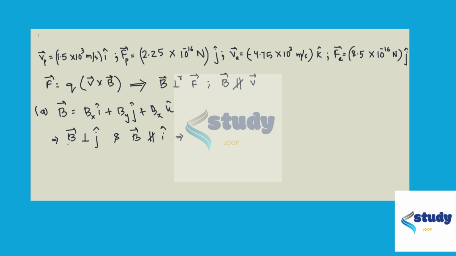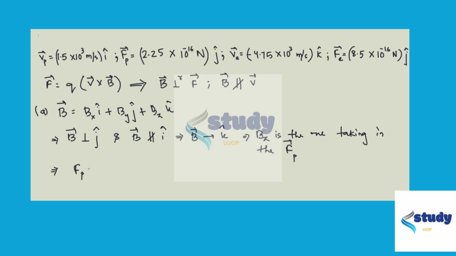If the component of magnetic field contributing to force is perpendicular to j cap, we have two choices, i cap and k cap. But at the same time, it should not be parallel to i cap. So we just have one choice, which is k cap. This means Bz is the one taking part in the magnetic force for the proton.